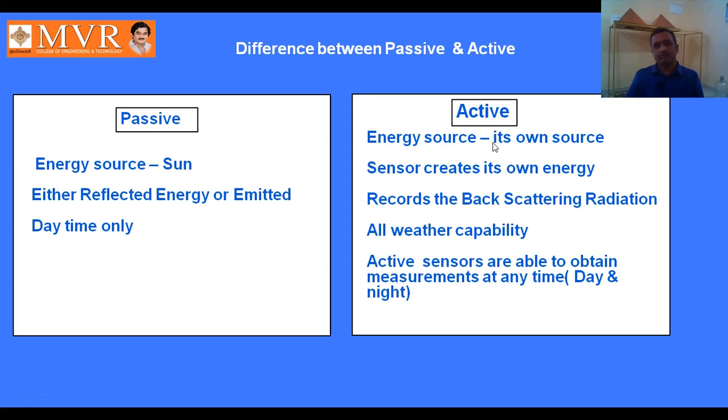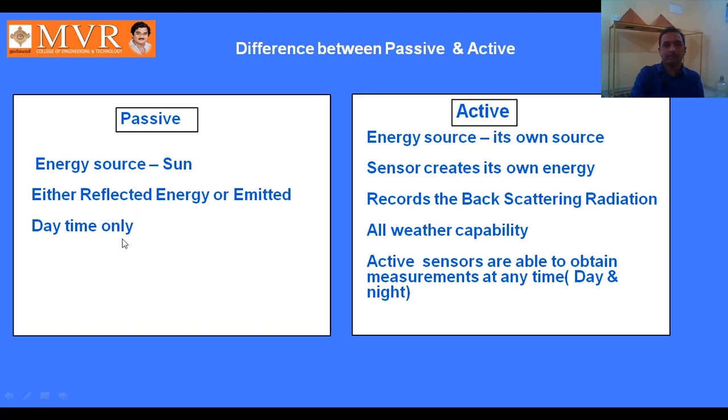So what is passive and active? Passive: the source is the sun. In the case of active, the source is its own source. Next, reflected energy or emitted energy. A passive sensor always captures the reflected energy and emitted energy, but an active sensor always captures the backscattering radiation.